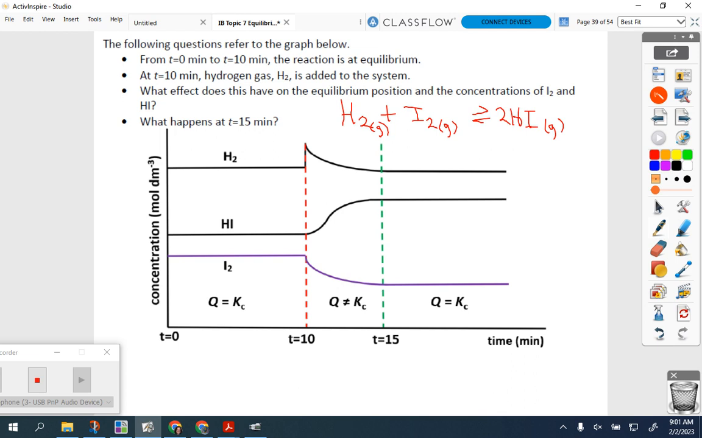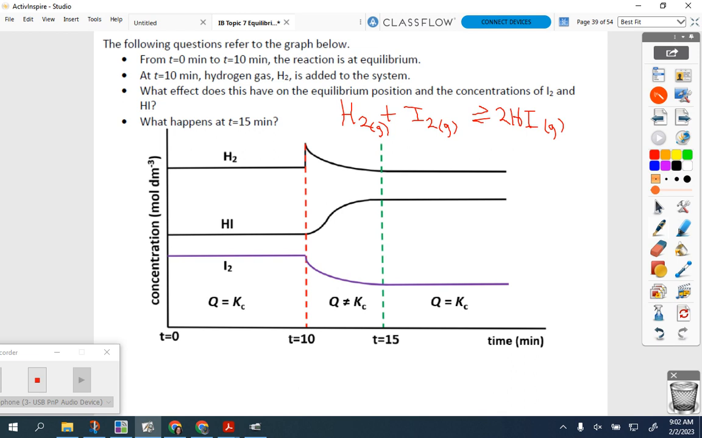Because Q equals Kc. Why else? What's that, Dana? Yeah, constant concentrations. Concentrations aren't changing. Okay? From that, we can infer that the forward reaction and the reverse reaction are happening at the same rate because we're not seeing an overall change in the concentrations. So we have a system at equilibrium, and then at 10 minutes, we do something to it.